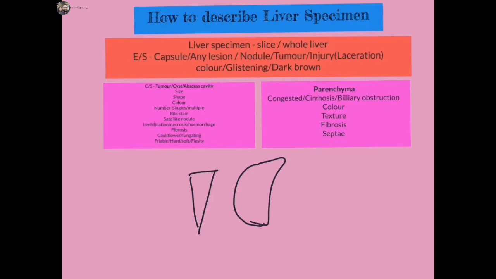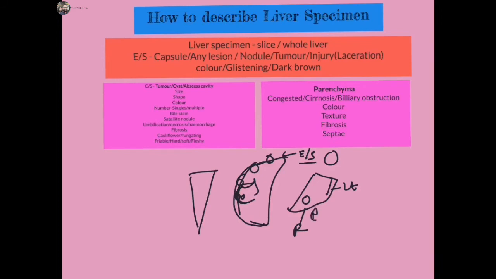Now coming to the lesion, try to identify externally whether the lesion on the external surface is showing any nodules. Are there any nodules on the external surface? Is there any protruding lesion on the external surface? Is the capsule intact or not? On the cut section, try to understand whether the lesion is in the right lobe or the left lobe, or where there are nodules. Are these nodules separated by any septa or not?